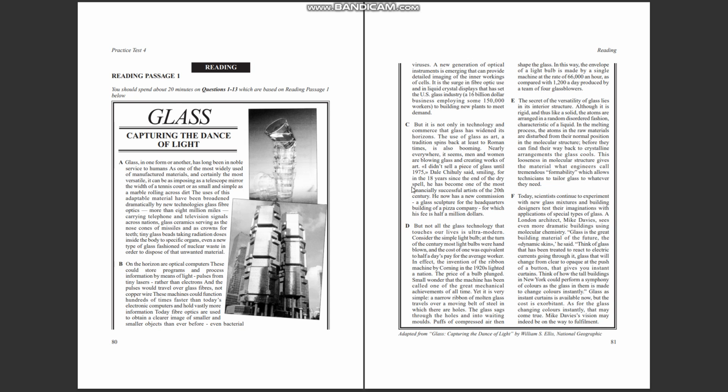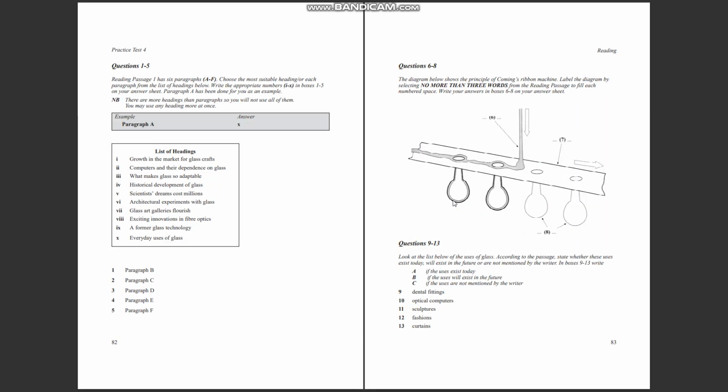He said smilingly, in the 18-year end of dry spell, he has become one of the most financially successful artists. He has now a new commission, a glass sculpture for the headquarters building of a pizza company, for which his fee is $500,000. Here we are reading about something related to glass craft, and somebody saying that he is a very financially successful artist of the 20th century. So something related to money and the craft. So the first option says growth in the market for glass craft. Yes, this can be the answer.